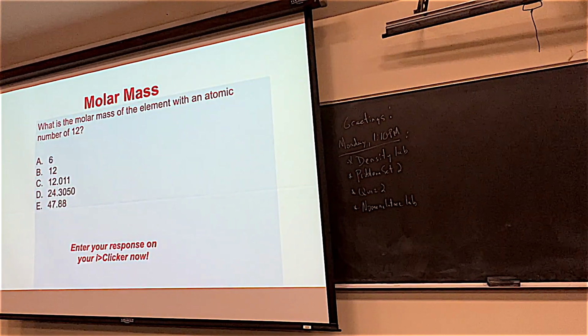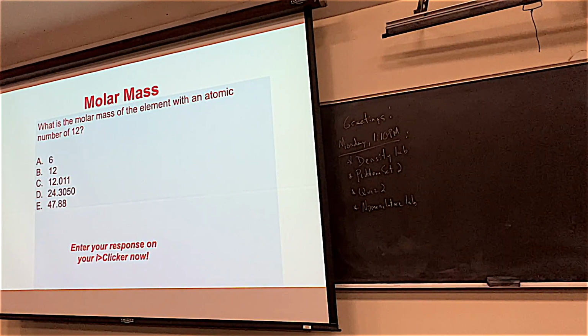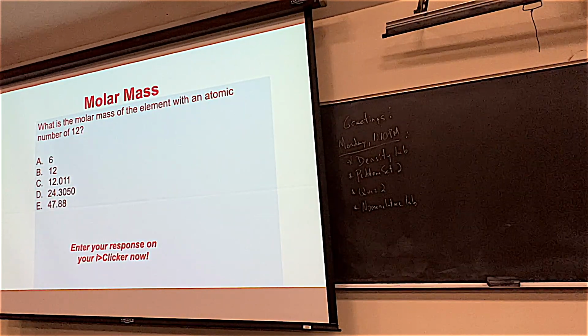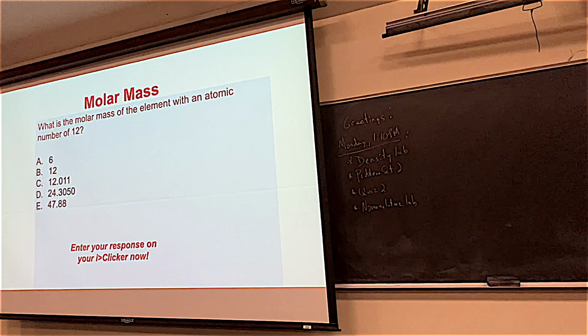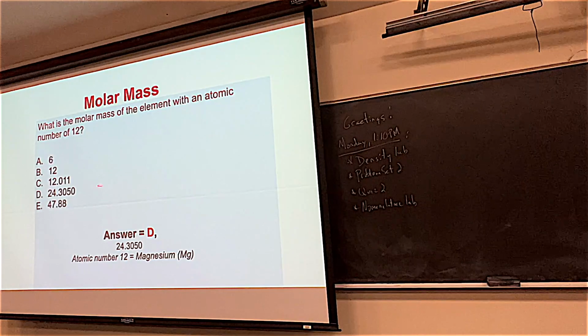Here's a question you might see. Let's say that you wanted to find the molar mass of the element with an atomic number of 12. So what you want to do is go to the periodic table. The atomic numbers are the blue numbers, the whole numbers. All right, atomic numbers will always be whole numbers. And if you look, atomic number 12 is magnesium. So if you look at magnesium on the periodic table, like we just talked about, the final number, that red number, that's the atomic mass / molar mass. It's the 24.3050 number.